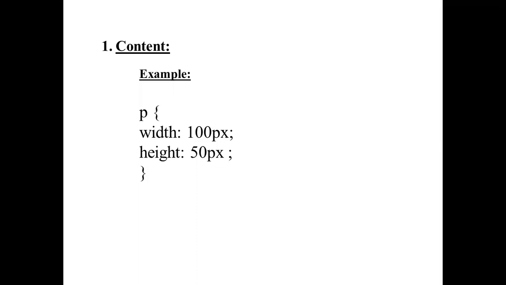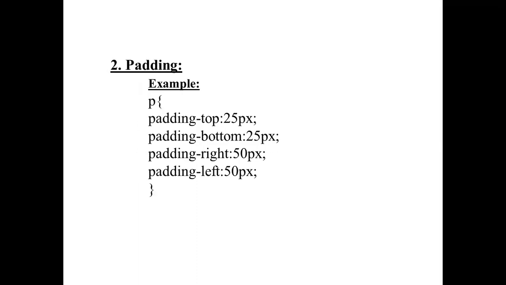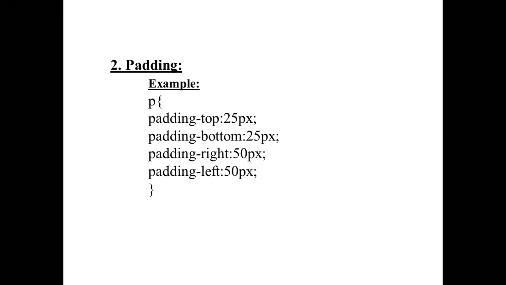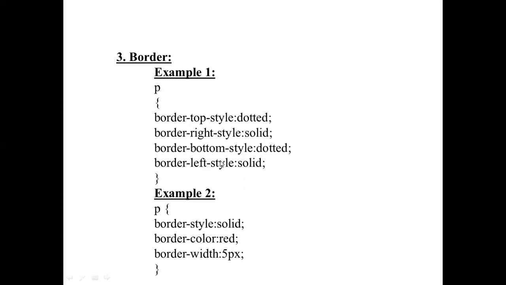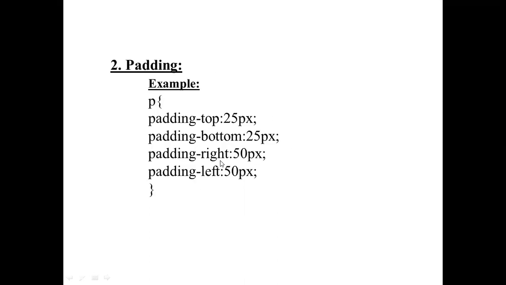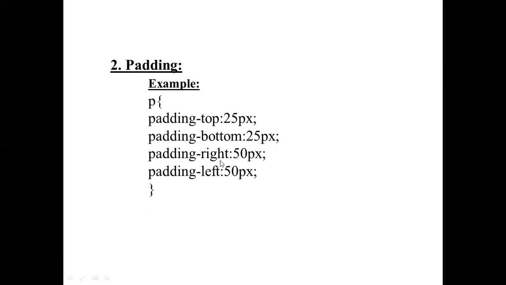Next one, padding. Padding is the area around the content, and it also defines the space between the content and the border. The top padding, bottom padding, left padding and right padding can be changed independently using separate properties. Suppose you want to change the top padding, then padding-top: 25px.